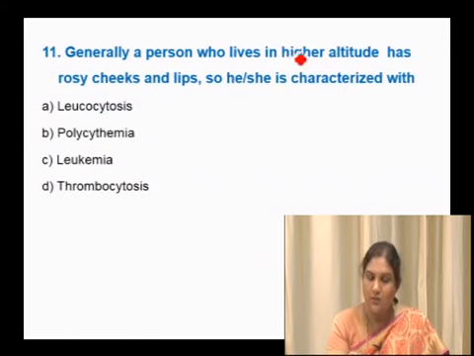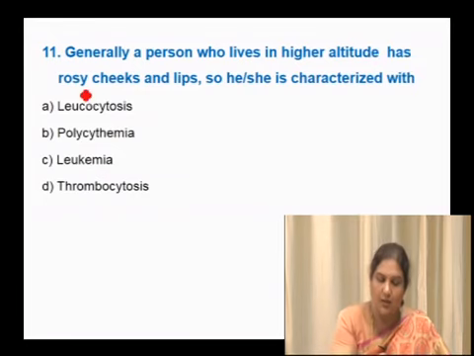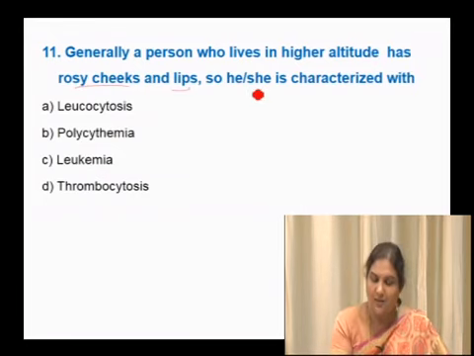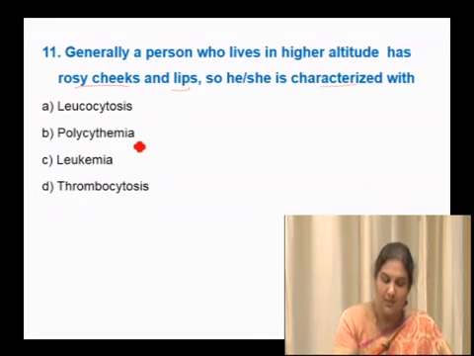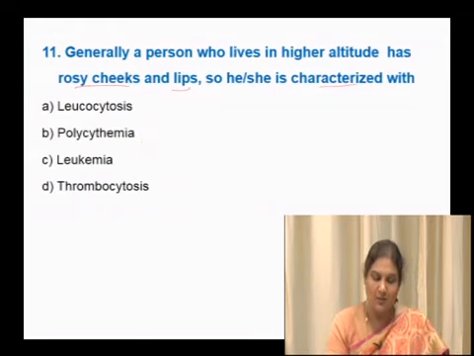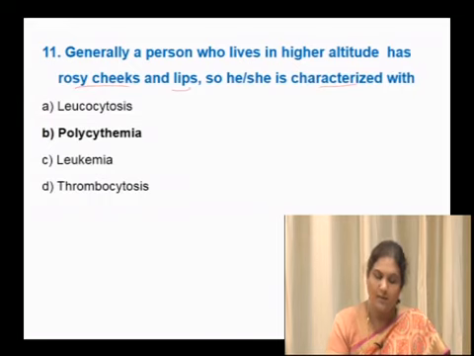Generally, a person who lives in higher altitude has rosy cheeks and lips. So, he or she is characterized with which of the conditions? Leukocytosis, polycythemia, leukemia and thrombocytosis. It is polycythemia, increased RBC count.